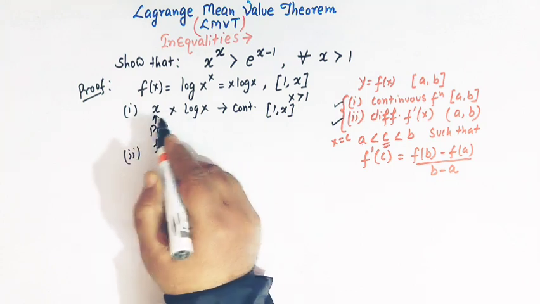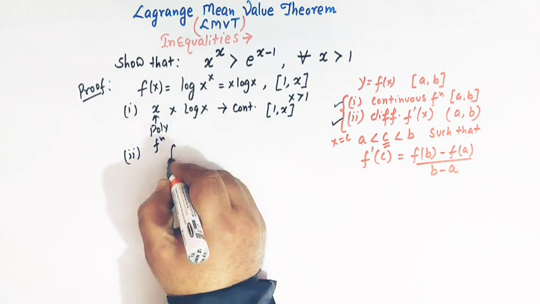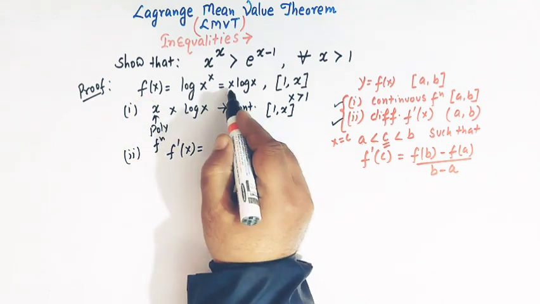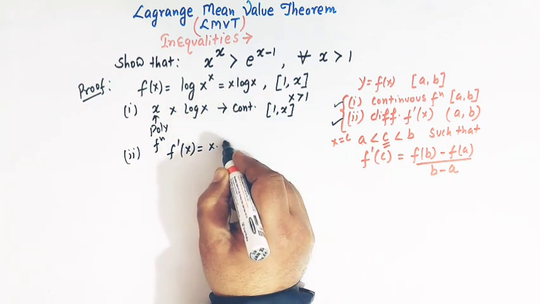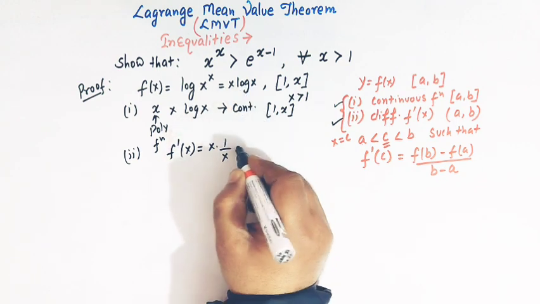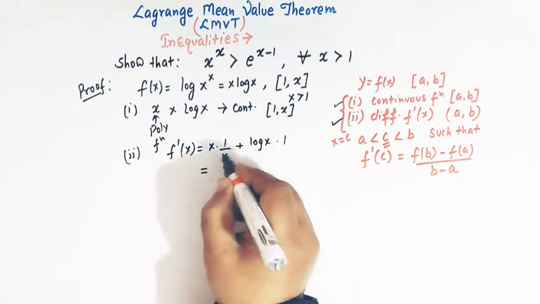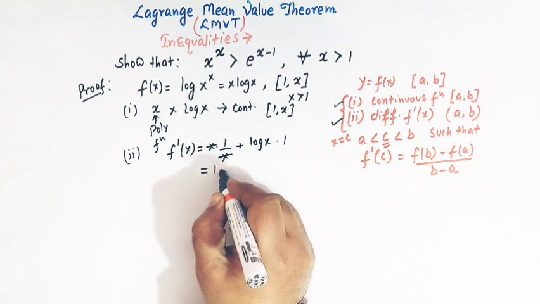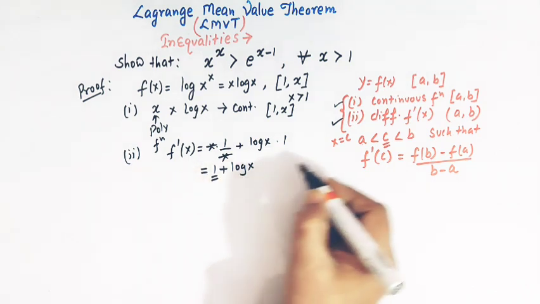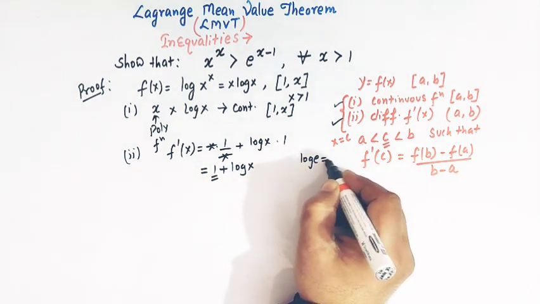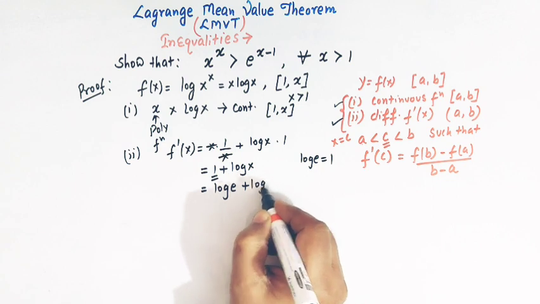Okay, so once the continuity of x log x is established, let us come to the derivative. So the derivative is f prime of x. And here we have to apply the product rule for differentiation. So first function x, derivative of log x, that is 1 over x, plus log x, the derivative of x, so we have 1, right? So x and x get cancelled, so we are left with 1 plus log of x, right? And we know that log of e is equal to 1, so we can write it as log of e plus log of x, right?